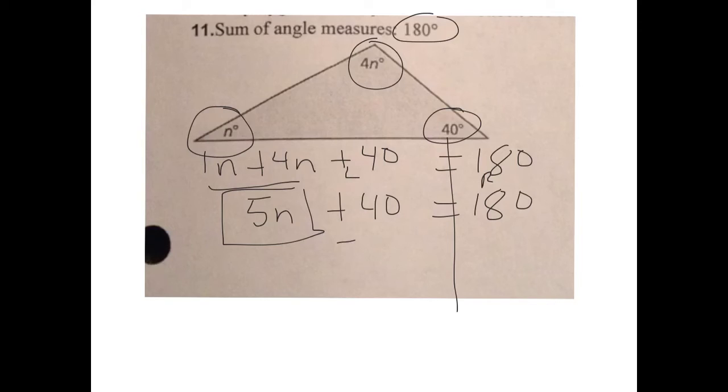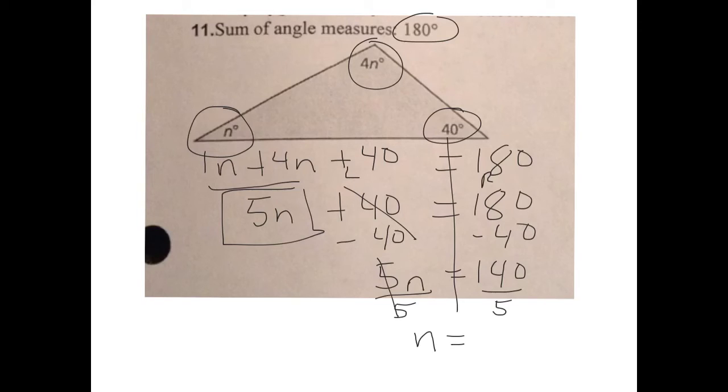So I see a plus 40, so I'm going to minus 40, those cancel. 5n equals 180 minus 40 is 140. When it's beside it, I divide it, so I'm going to divide both sides by 5. 5's cancel out to be a 1. n equals 5 goes into 140 to carry that 28 times. Alright? So that means this angle is 28.